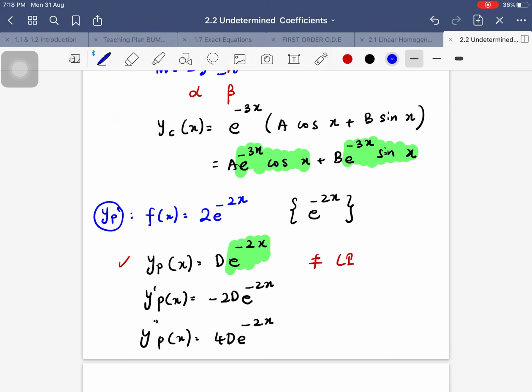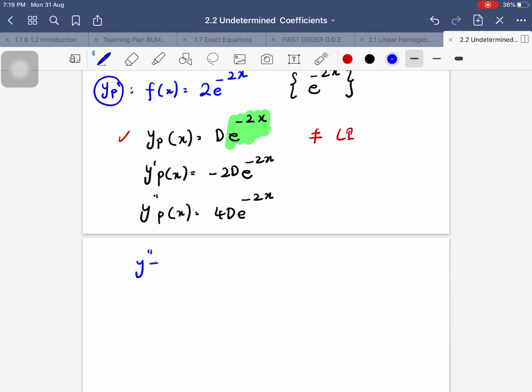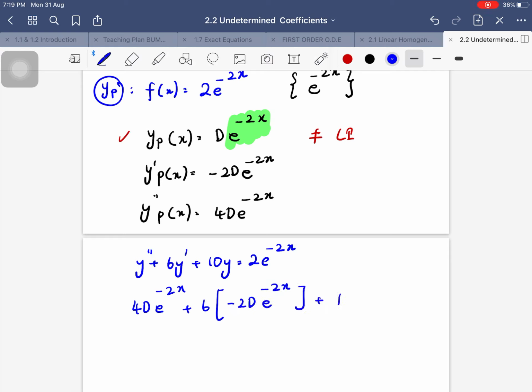So I'm going to have y double prime plus 6y prime plus 10y, and that is going to equal 2 exponential of -2x. So y double prime is going to equal 4d exponential of -2x plus 6, and do not forget about the constant on the outside. y prime is going to be -2d exponential of -2x, and then I'm going to have plus 10 of y, which is d exponential of -2x, and that is going to equal 2 exponential of -2x.